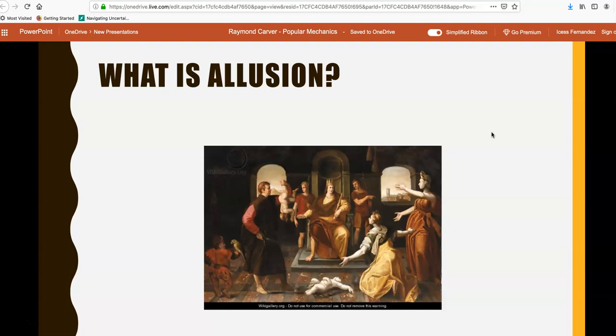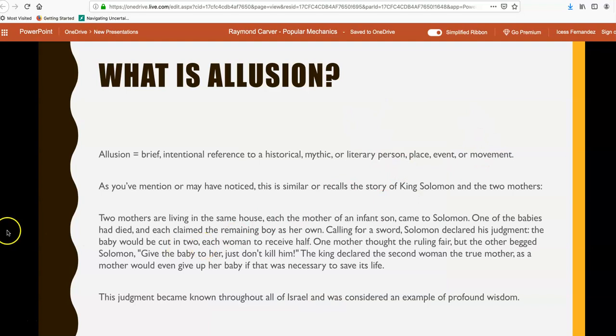All right, so let's talk about allusion. Here's another literary device that is happening here in this story, and it's a big one. It's a huge allusion. If you know your Bible stories, you probably picked up on this story. It is the story of King Solomon. But let's talk about allusion first. An allusion, if you remember, is a reference to a historical, mythic, or literary person, place, event, or movement, right? So it is alluding to something else. So that's how you can remember allusion. Allusion alludes to something else.